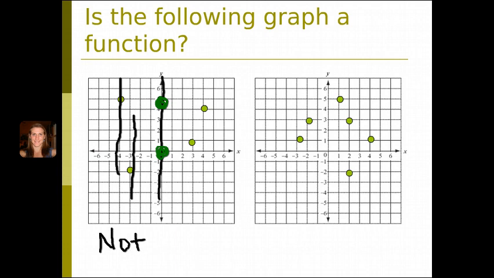So let's look at our second example. Go through your vertical line test, passes. It's continuing to pass until we get to our positive 2. So this is not a function.